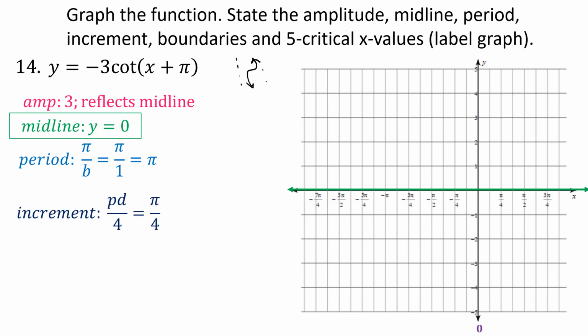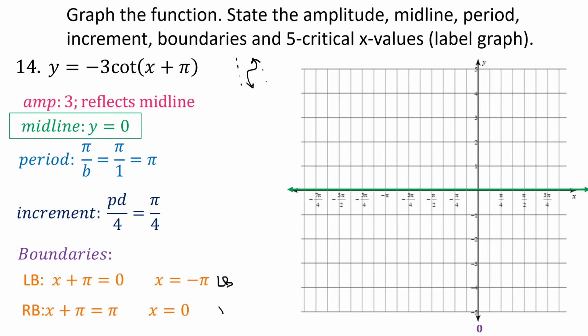Okay, we are now going to determine the boundaries. Set x plus pi equal to 0 for the left, to get negative pi for the left boundary. Set x plus pi equal to pi for the right to get our right boundary of 0, which means everything's going to be to the left of our y-axis, or at the origin 0, 0. So I can count backwards by pi over 4. So 0, negative pi over 4, negative 2 pi over 4, negative 3 pi over 4, and then negative 4 pi over 4.